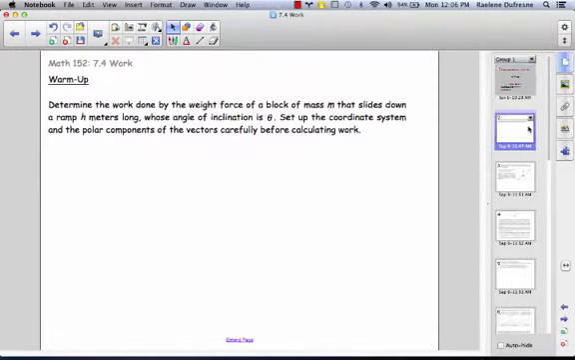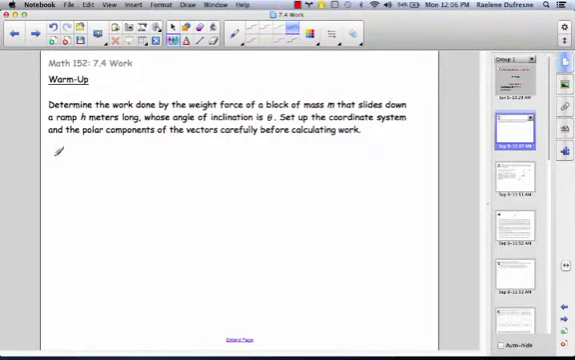Let's begin. As a warm-up, determine the work done by the weight force of a block of mass m that slides down a ramp h meters long, whose angle of inclination is theta. Set up a coordinate system and the polar components of the vectors carefully before calculating work.